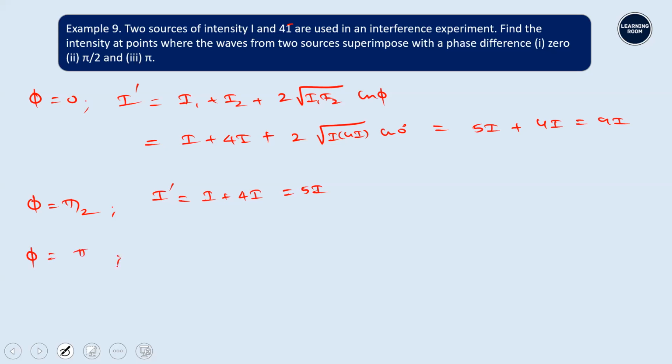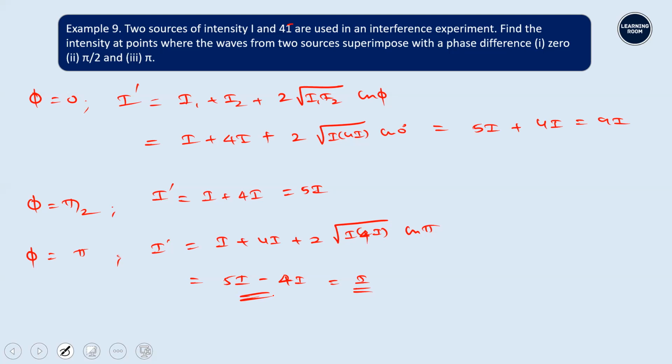And when phi is equal to pi, then I dash will be equal to I plus 4I plus 2 into root of I into 4I into cos pi. So this will be 5I minus 4I, which is going to be I itself. So these are all simple ones, but Young's double slit problems are slightly harder, you need to know the concept.